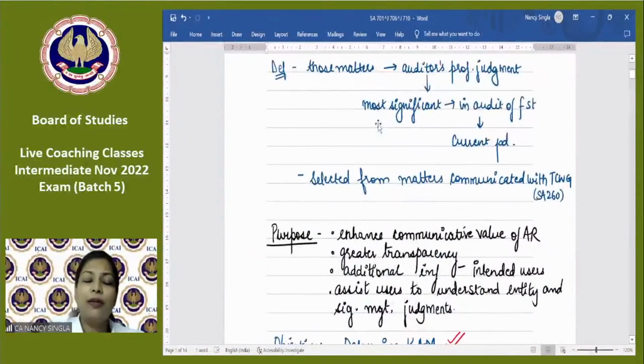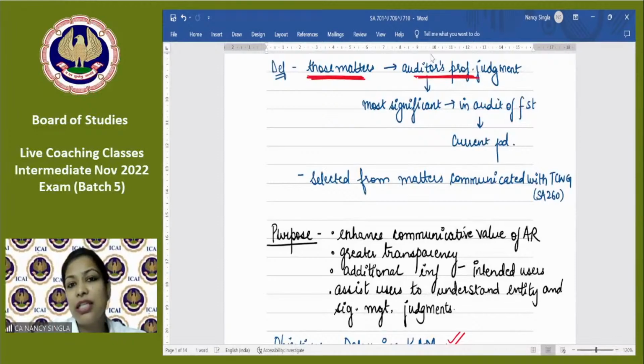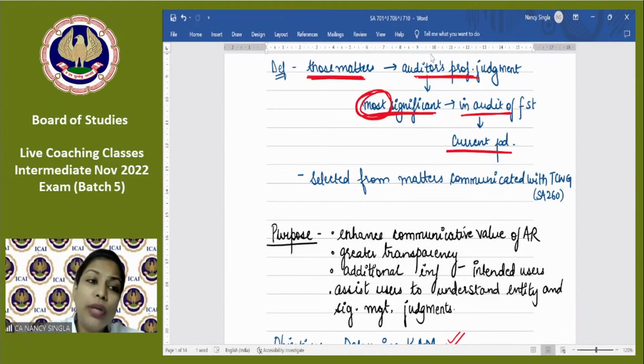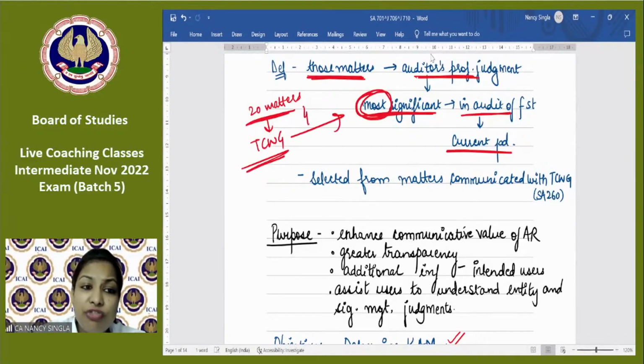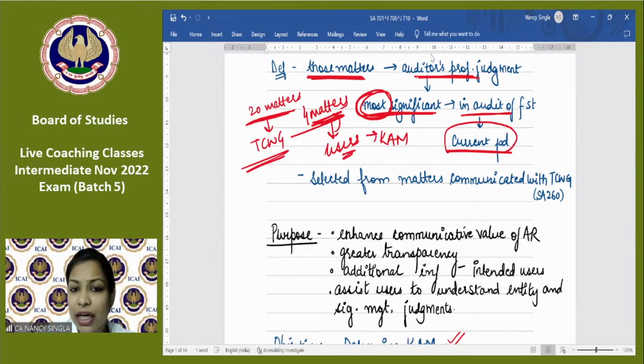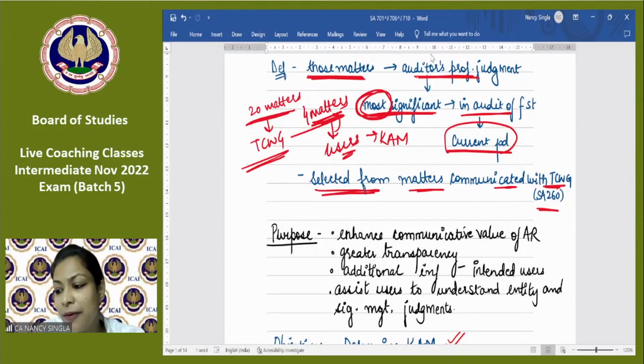Now, the definition of key audit matter. Key audit matters are those matters which, in the auditor's professional judgment, are most significant, बहुत जरूरी, in the audit of financial statements of the current period. कि during the audit of the current period, the auditor came across a number of matters. Okay? Let's say 20 matters the auditor came across, which he discussed with those charged with governance. Out of these, let's say 4 matters the auditor thinks are of most significance, that users of financial statements should also know. So he can mention them in what? Key audit matters. And it pertains to what? Current period audit. Okay? And these are selected from matters communicated with those charged with governance.